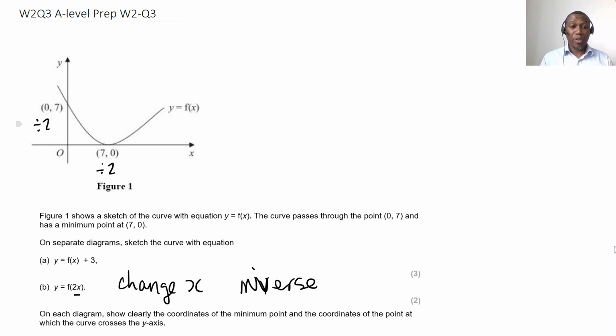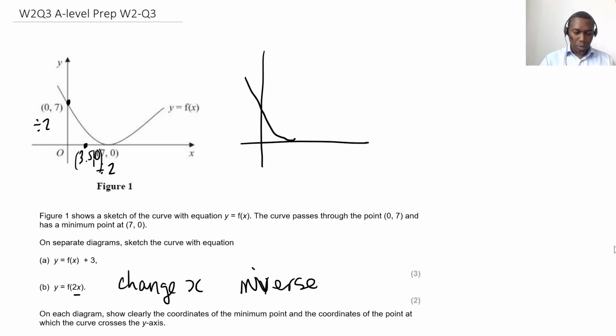0 divided by 2 has no effect, which means this point is not changing. What's going to change is that 7 needs to become a 3.5. So 3.5. That's the idea there, and you'll just sketch. So you'll do your y, you'll do your x. We want to maintain more or less the same shape. But this time you want to keep in mind that it is going to go up a bit faster because this is going to be happening at 3.5.